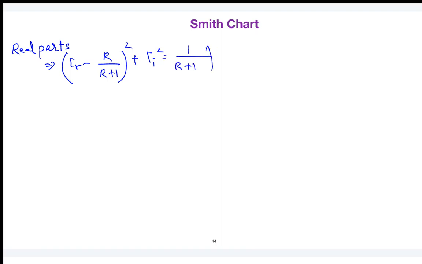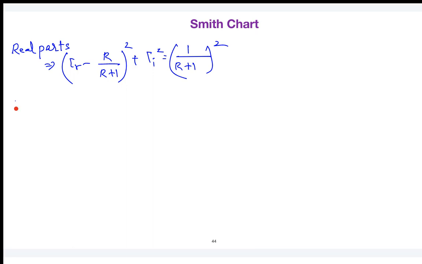Okay, when you equate the real parts, you are going to get the value in terms of R only. Similarly, when you equate the imaginary parts, you are going to get another equation in terms of the X, reactance value. If you see here, as I said, the Smith chart is the graph between the real axis gamma R and gamma I. So gamma R is nothing but your x-axis and gamma I is your y-axis.